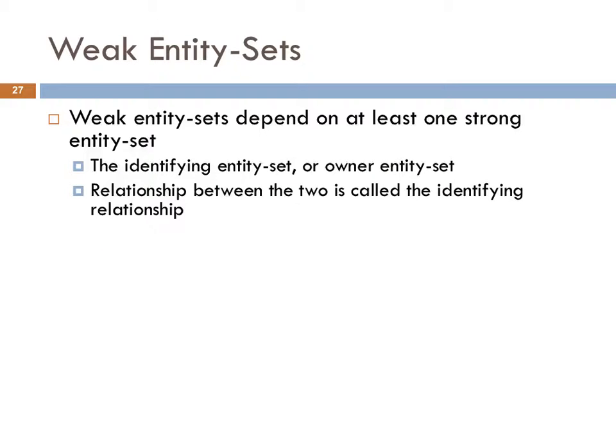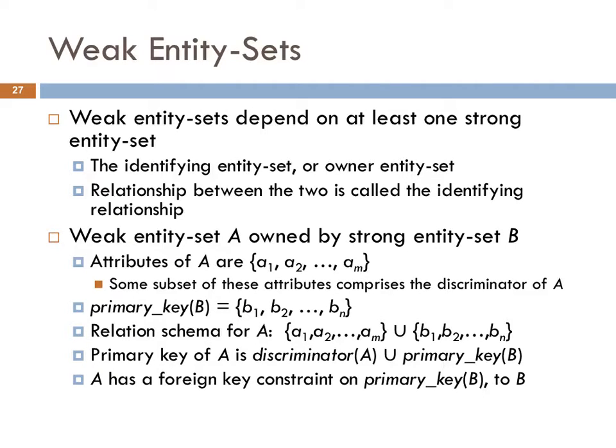Okay, last thing to talk about. This will be the last thing we discuss for today. Weak entity sets. Remember that they have to have at least one strong entity set that they're associated to through an identifying relationship. Okay, so how do we translate these? Well, they're pretty straightforward. Notice weak entity set A, owned by strong entity set B. So we know the attributes of A, it's the weak entity set, and remember that some portion of those attributes has to be a discriminator.